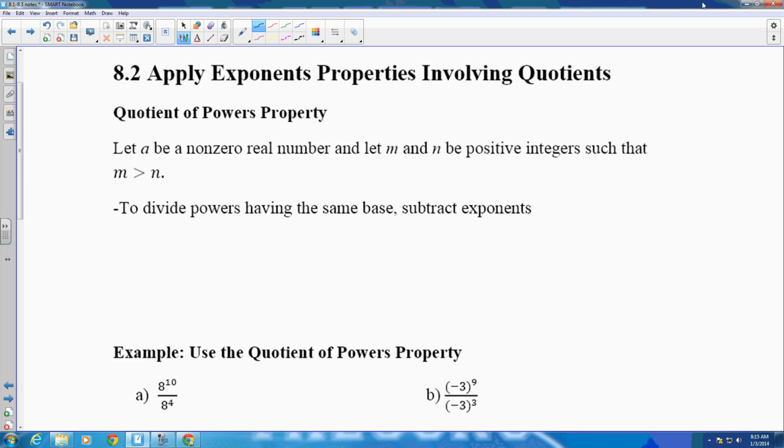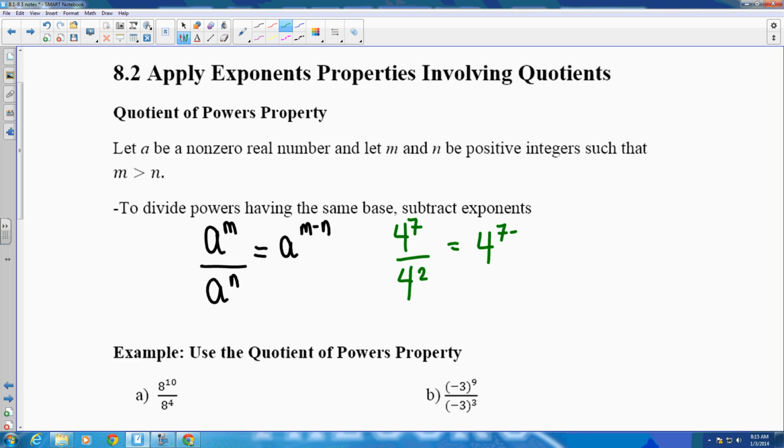If we divide powers that have the same base, we subtract the exponents. So if we have a to the m divided by a to the n, remembering that they have the same base, then you subtract the exponents, a to the m minus n. So an example with numbers, if we have 4 to the 7th over 4 squared, recognizing that they have the same base, then I can subtract the exponent, 7 minus 2, to get 4 to the 5th.